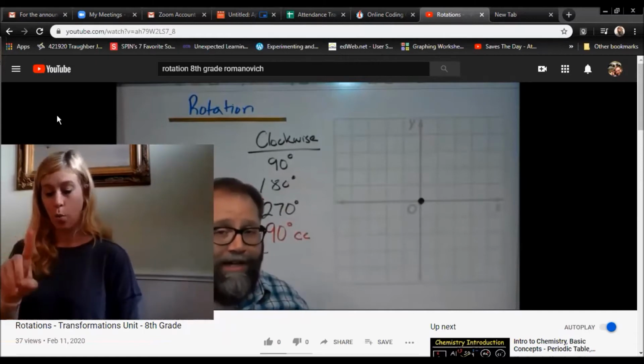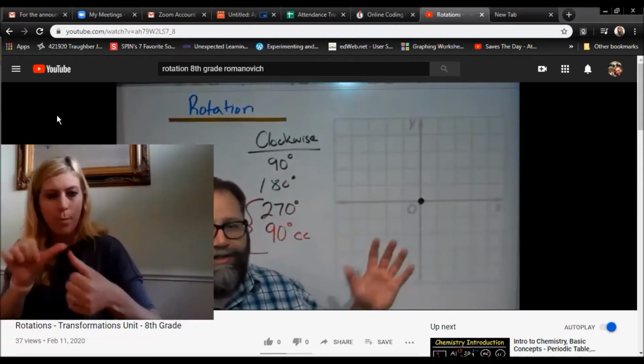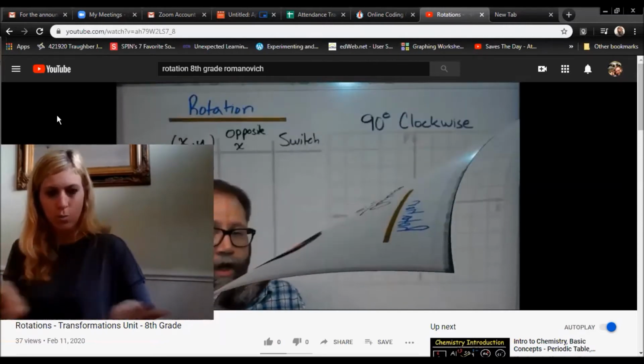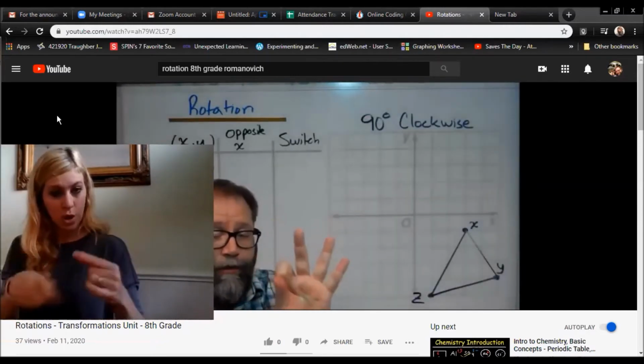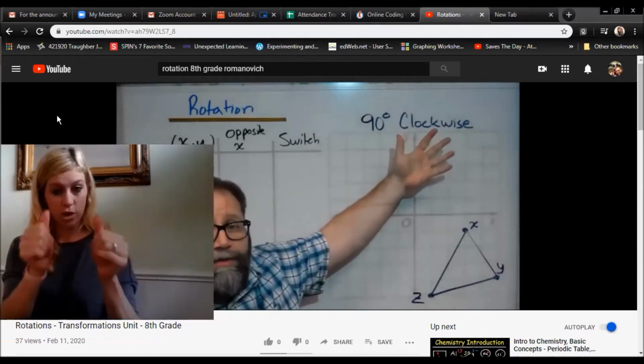The practice is really going to make a difference to help you remember what to do, and the practice doing it effectively so that you get the right image when you're done. Okay, one shape we're going to rotate 3 different times. So this first time, we're going to do just a 90 degrees clockwise rotation.